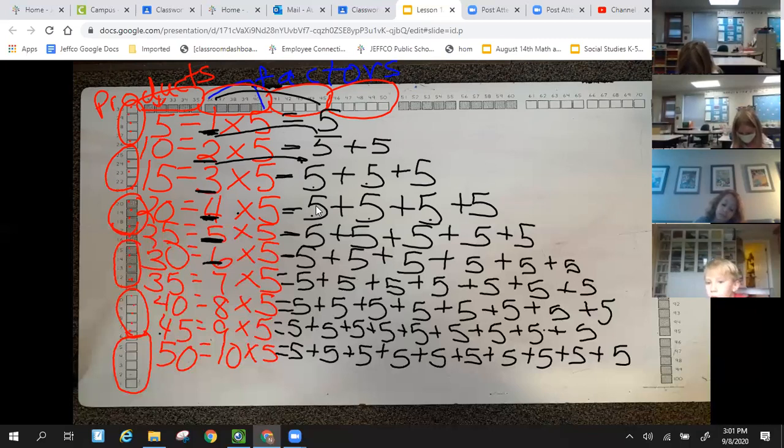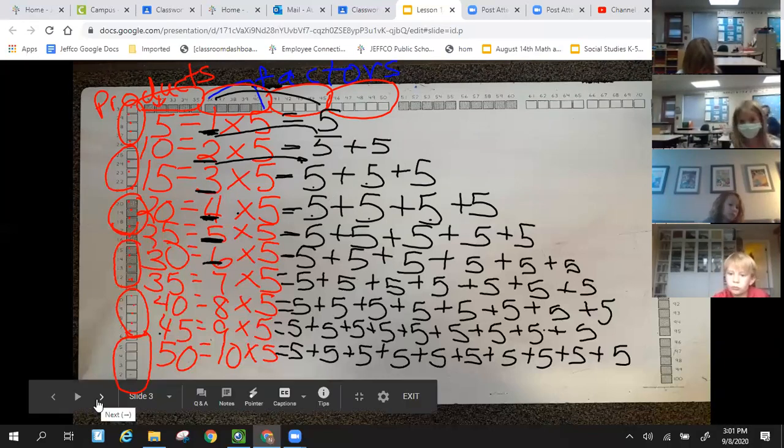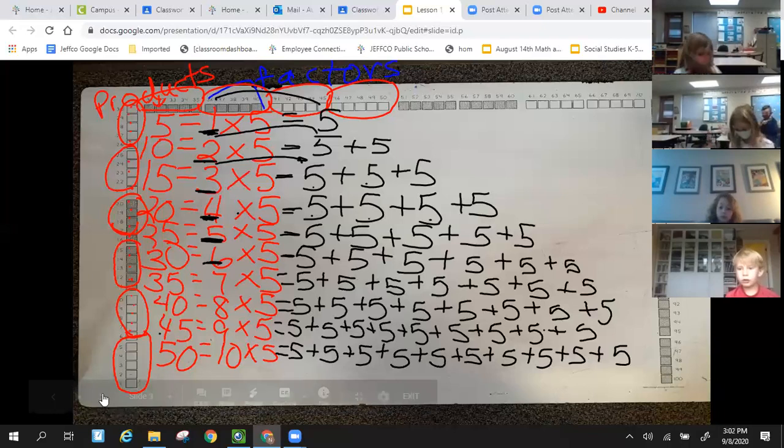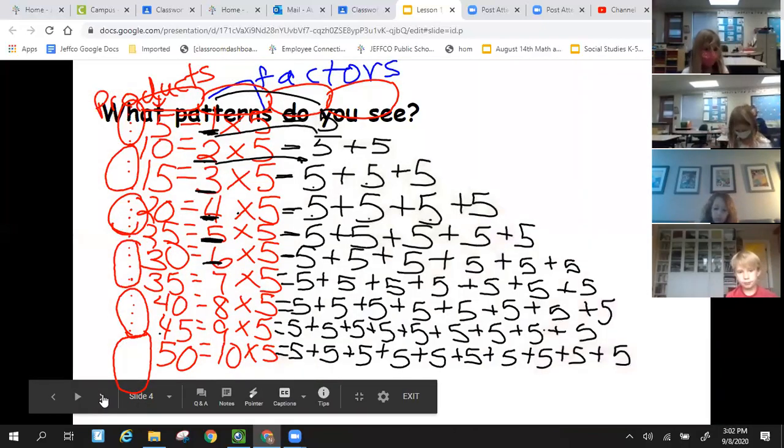I have one group of 5, 2 groups of 5, 3 groups of 5, 4 groups of 5. So 4 times 5 would still be 20. It's the same thing. All right, guys, you are doing a great job. Let's move on. And if you didn't get all of those written, it's okay. My goal is not that you get all of that written. My goal was that you understood that addition and multiplication are related as long as it's repeated addition with equal groups. Okay, so we did that slide.